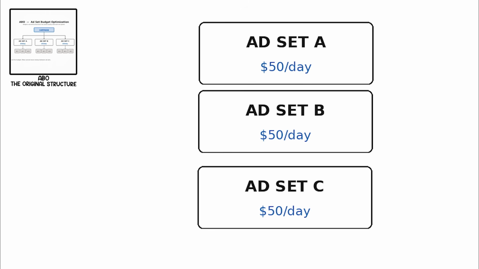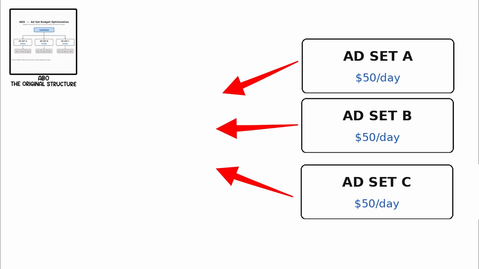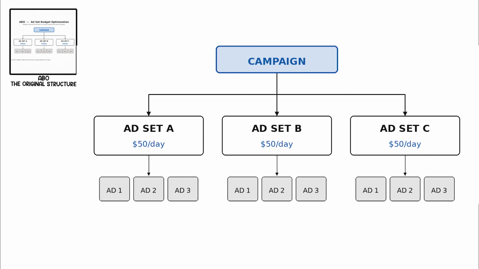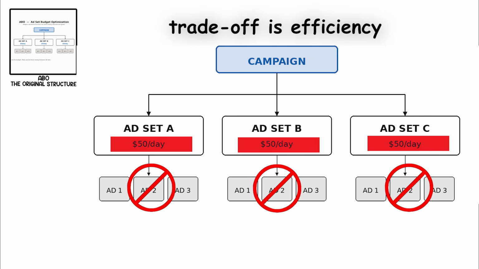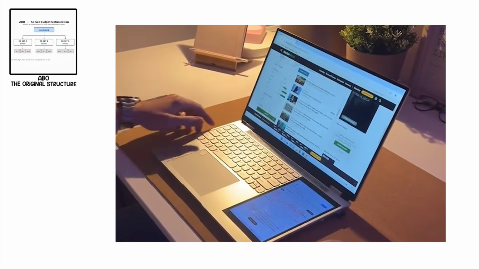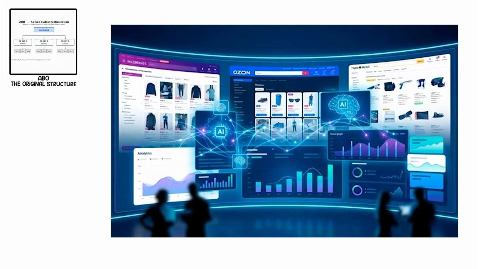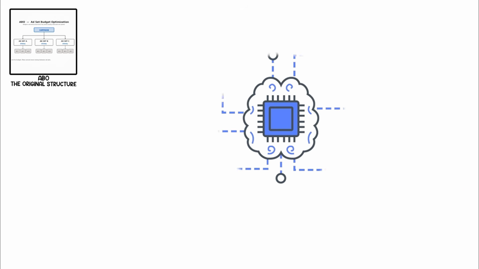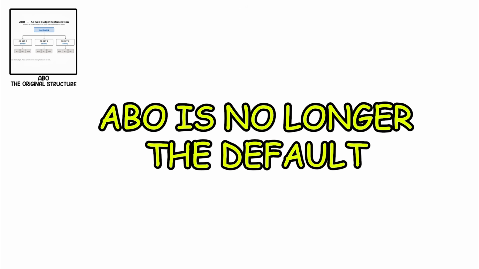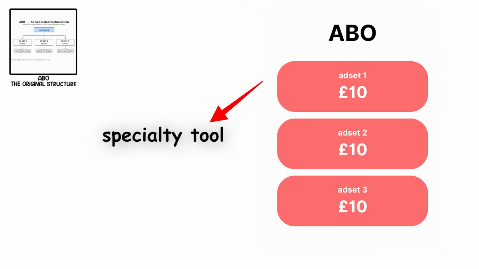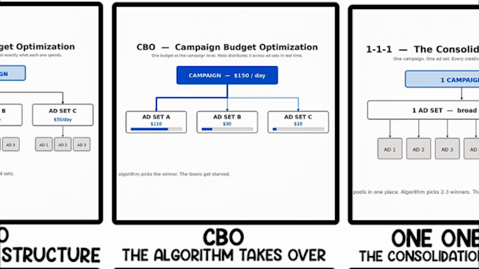Same for clean creative testing. You want every concept to get a fair shot? Put each one in its own ABO ad set with the same budget. No algorithmic favoritism. The trade-off is efficiency. You're choosing certainty over optimization. And in an Andromeda world where the algorithm is genuinely better at finding buyers than you are, that's a real cost. ABO is no longer the default. It's a specialty tool. CBO, the algorithm, takes over.